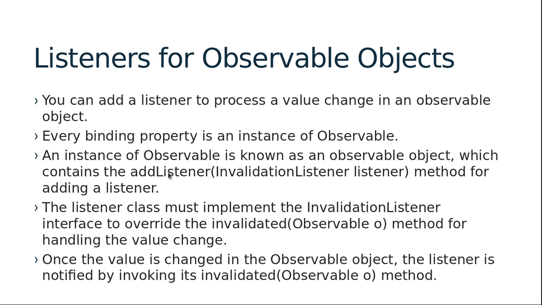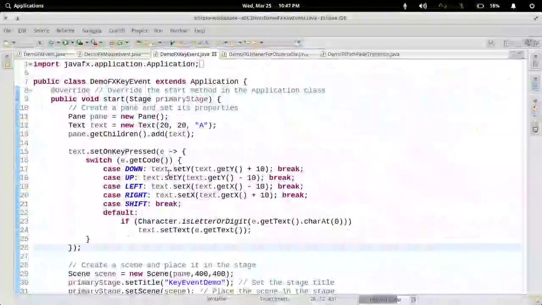So all those observable properties have a method addListener, and this method requires one listener object. That is the InvalidationListener class. InvalidationListener has one abstract method, invalidated, and that invalidated method will be called whenever that property is changed. We will directly go to the example for this one, so it will be more clear.